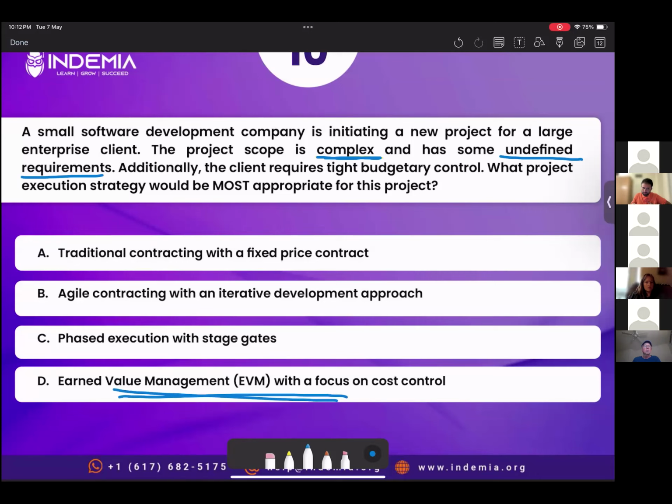All right, I agree. You're right. Earned value management is not suitable when you have complex or changing requirements. Okay, that makes sense. I got your point. You're saying it's changing and complex requirements, so you're going with option B. All right, thank you.